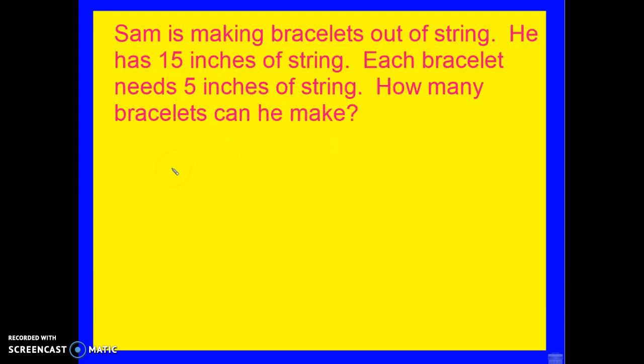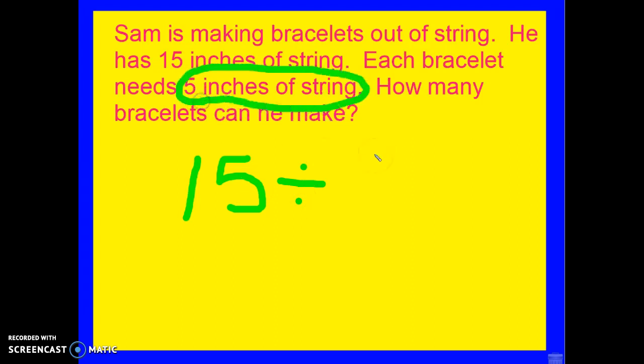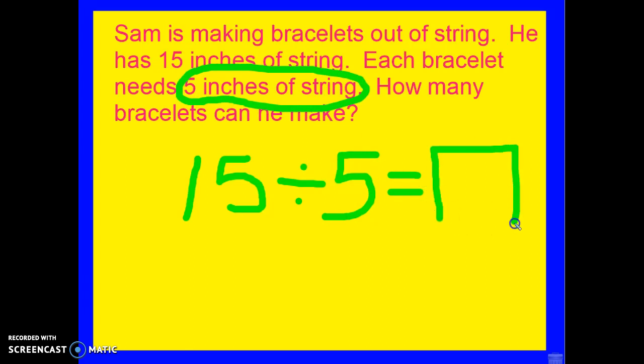So again, think about your division problem. You have your 15 inches. Okay? And now you're dividing by 5 inches of string. So you have divided by 5. And I like to use multiplication. I would think blank times 5 equals 15. And 3 times 5 would equal 15. So then I know 15 divided by 5 is also 3.